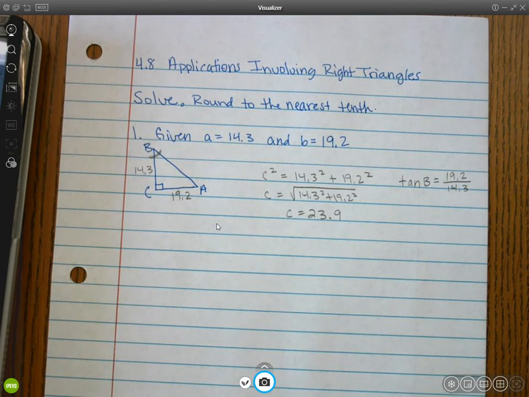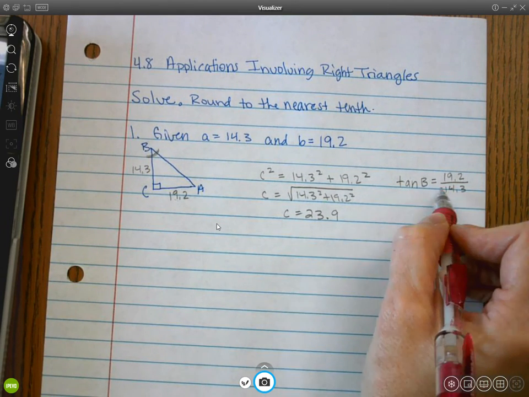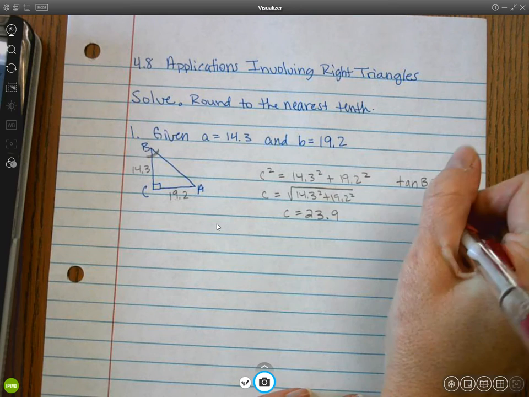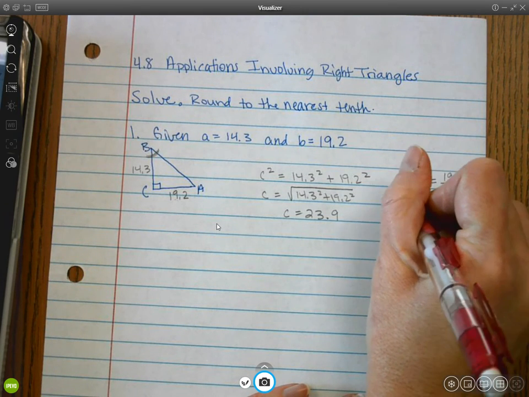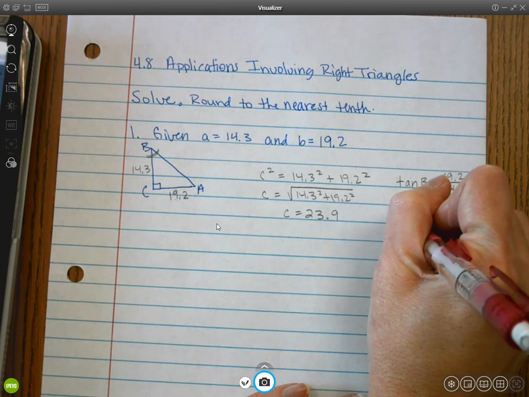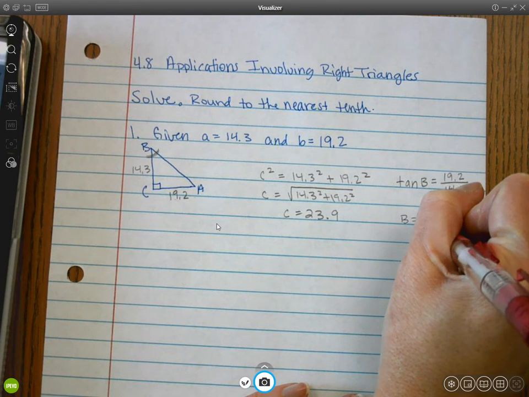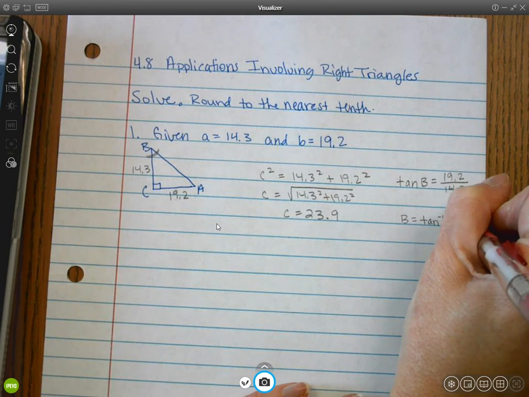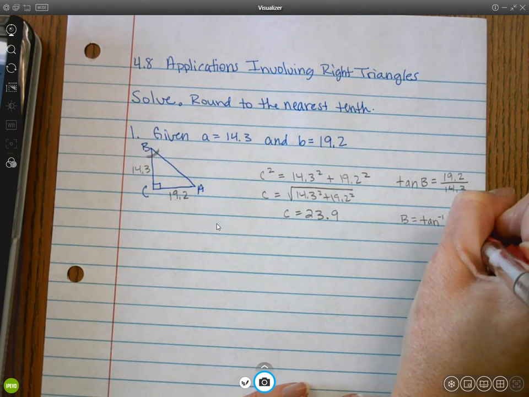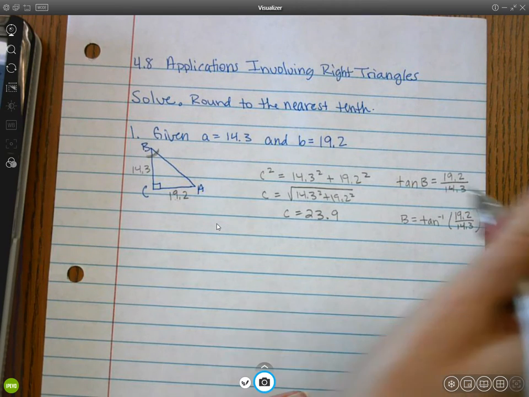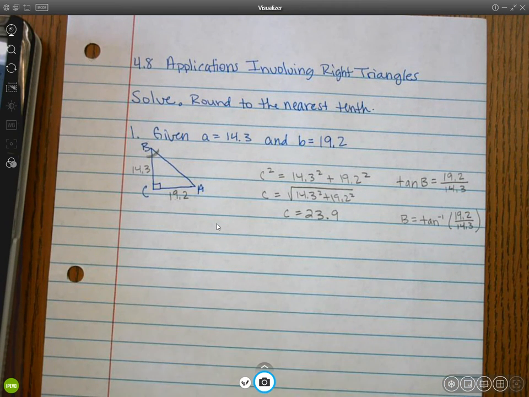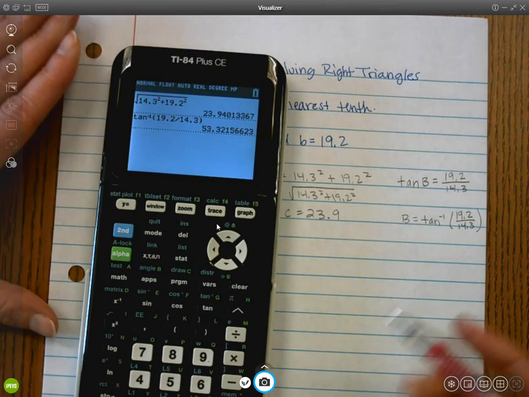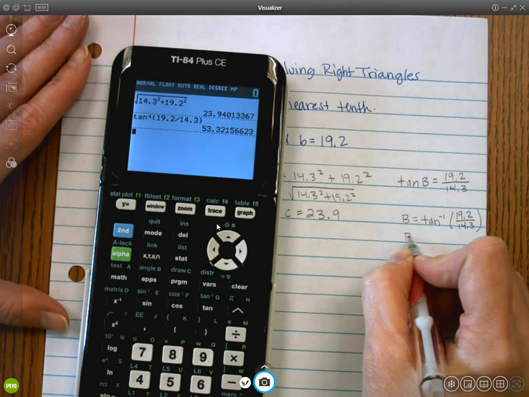All right, so we learned yesterday that we have to take the inverse tangent of both sides. Well, instead of showing that over and over again, I'm just going to start saying I know that angle B is equal to the inverse tangent of this fraction. So in my calculator, I'll do second tangent and then 19.2 divided by 14.3, and I get 53.3.